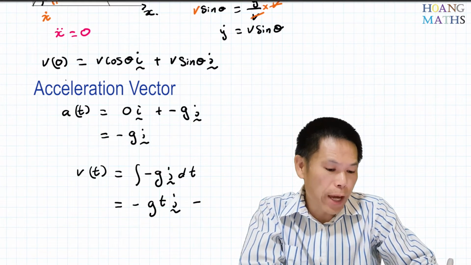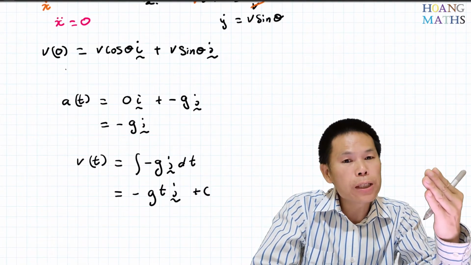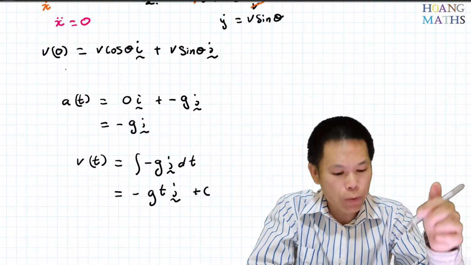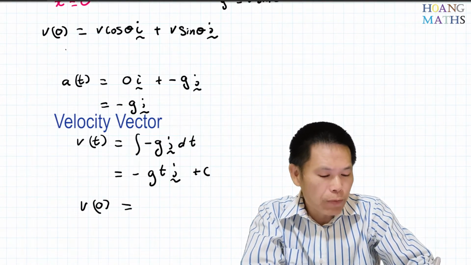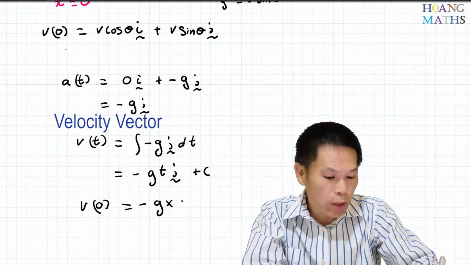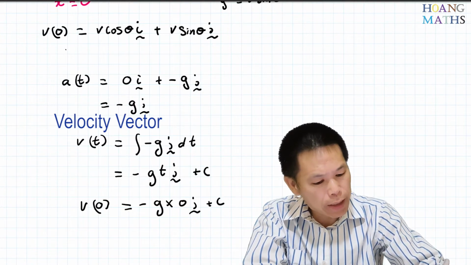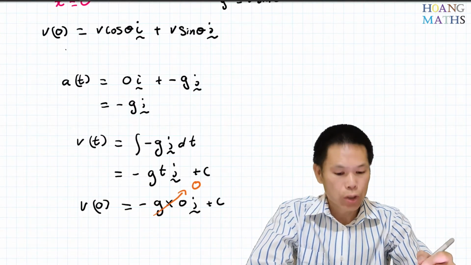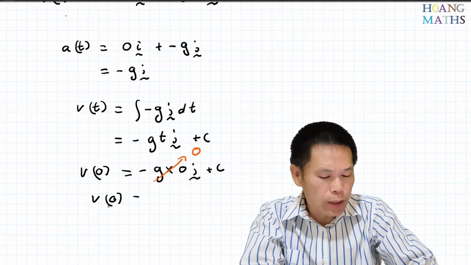And don't forget, we add a constant C. To find the initial velocity, that means when t equals zero, so we find v of zero. v of zero equals negative g times t, where t equals zero, j plus C. This means that the first term becomes 0. Therefore, v of 0 is equal to C.